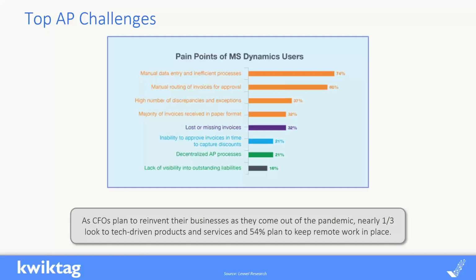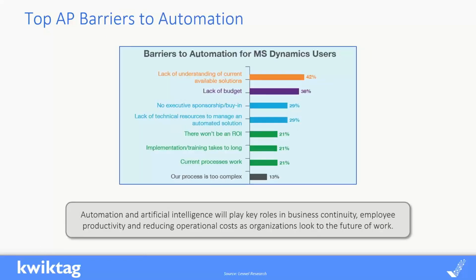So the footnote there that you see, I'll call your attention to, is that as CFOs plan to come out of the pandemic, many of them are really expecting to keep a remote workforce in place, and to support that, they know they need to turn to tech-driven products and solutions. 54% of them plan to keep this remote or hybrid work in place. So they need to have digital processes in place, and they need to have automation, especially for core applications like AP. So those are the challenges.